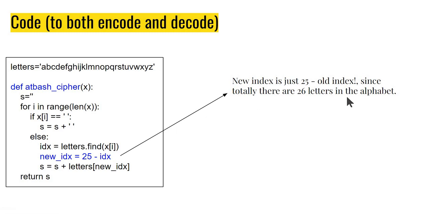Now, why 25? Because there are 26 letters in the alphabet. So if you're building it over a bigger alphabet, or you want to include numbers in this or something like that, go ahead and do this. But remember that it will be based on the length of letters. So if you want to make it general, you can just say length of letters minus 1 minus index, and then you're good to go.